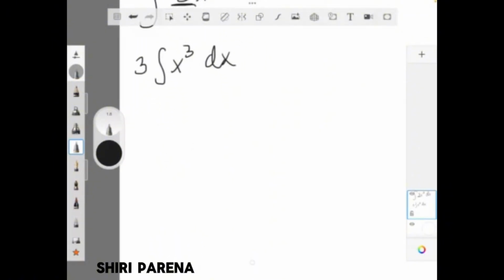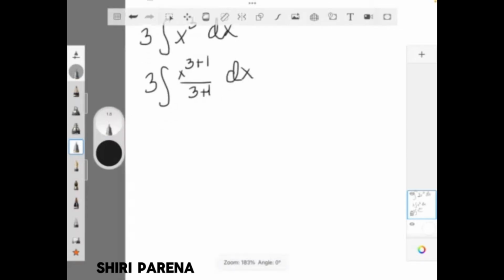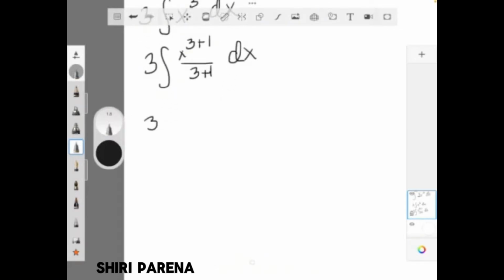After, we are going to copy everything but add 1 to our exponent and copy our exponent and put it as our denominator and also add 1. And if we solve it, our x cubed turns into x raised to 4 and 3 plus 1 is equals to 4.